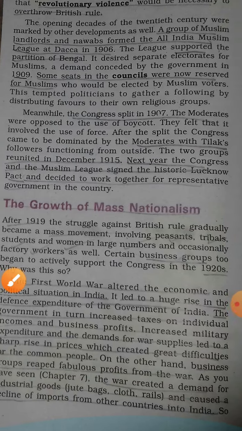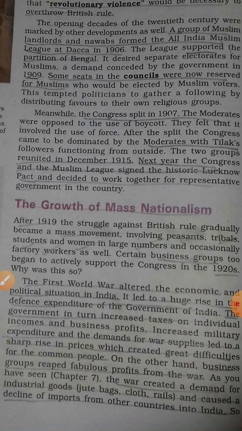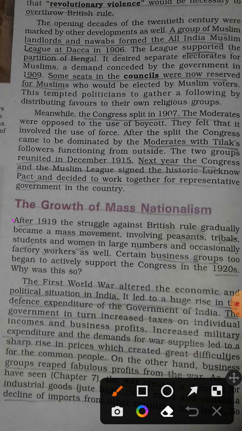The growth of mass nationalism. After 1919, the struggle against British rule gradually became a mass movement involving peasants, tribals, students, and women in large numbers, and occasionally factory workers as well. Certain business groups too began to actively support the Congress in the 1920s.